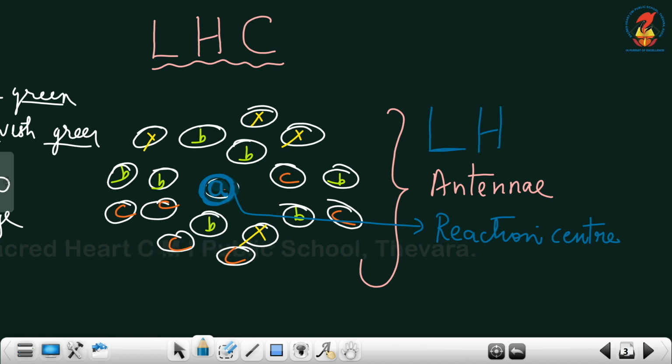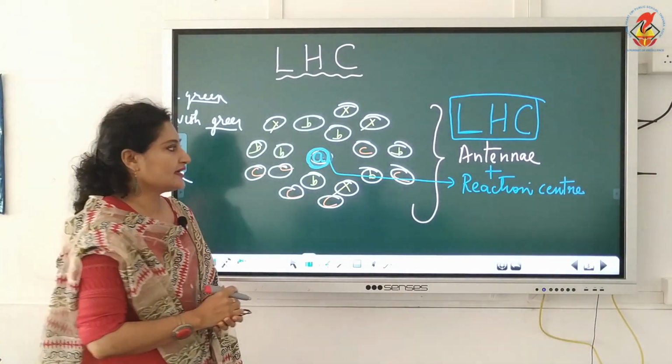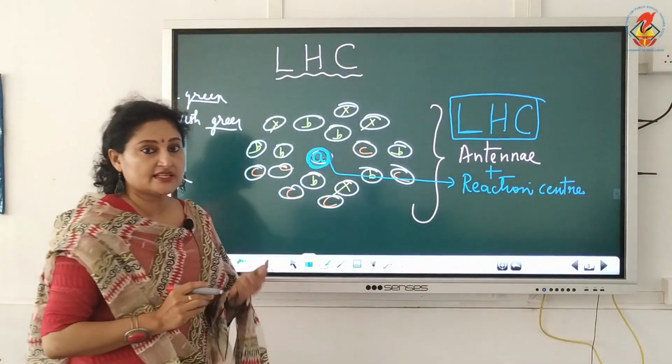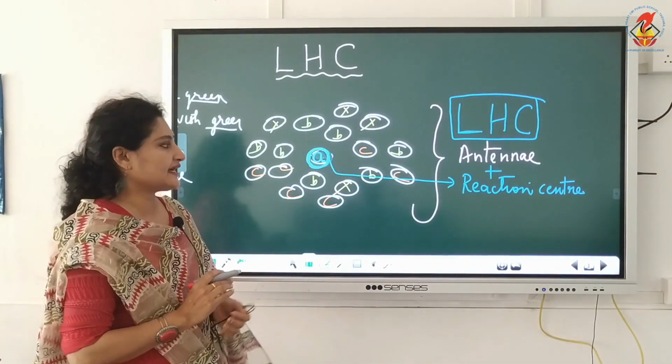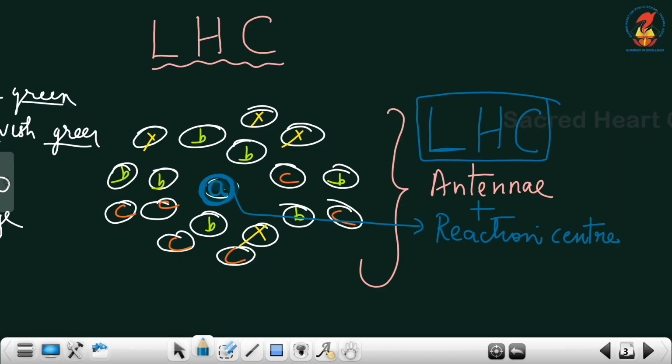Now, we have the entire light harvesting complex. So, what is a light harvesting complex? It comprises the antennae. What is antennae? All the pigments excluding chlorophyll A, and also the reaction center. What is the reaction center? The single chlorophyll A which is located at the center. Together they constitute the light harvesting complex.